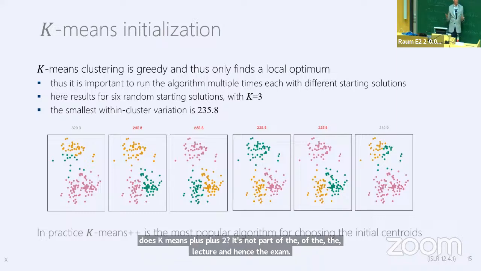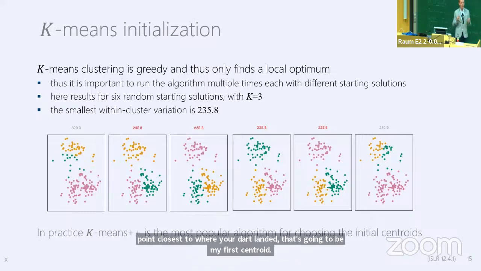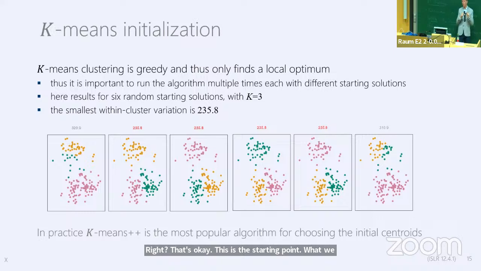Essentially, I would ask any of you, okay, well, close your eyes, throw a dart at the screen, right? And the point closest to where your dart landed, that's going to be my first centroid, right? Okay, good. This is the starting point. What we now do, I compute all the distances of all the points to that centroid, to where your dart landed. And now I'm going to ask you to throw another dart, but a special dart that chooses a point proportionally to how far away it is from the first centroid.